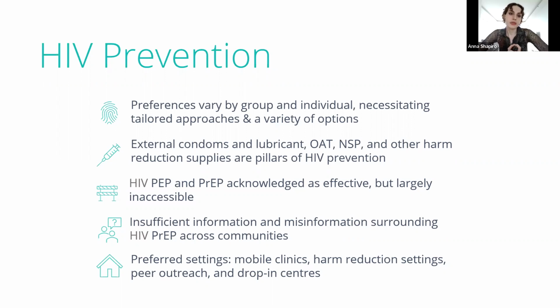That said, many participants did note that external condoms and lubricant, as well as OAT, NSP, and other harm reduction supplies are pillars of HIV prevention for their communities. And that's not to say that other HIV prevention methods are not essential as well. They just weren't emphasized as often, or there were greater barriers noted to accessing them.